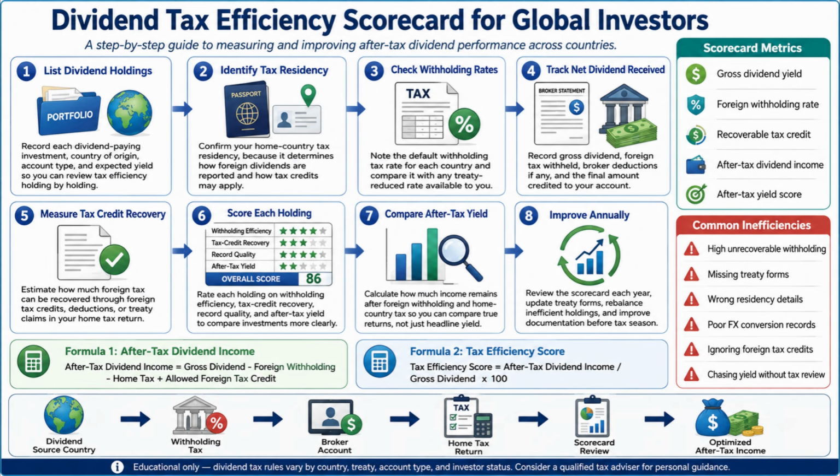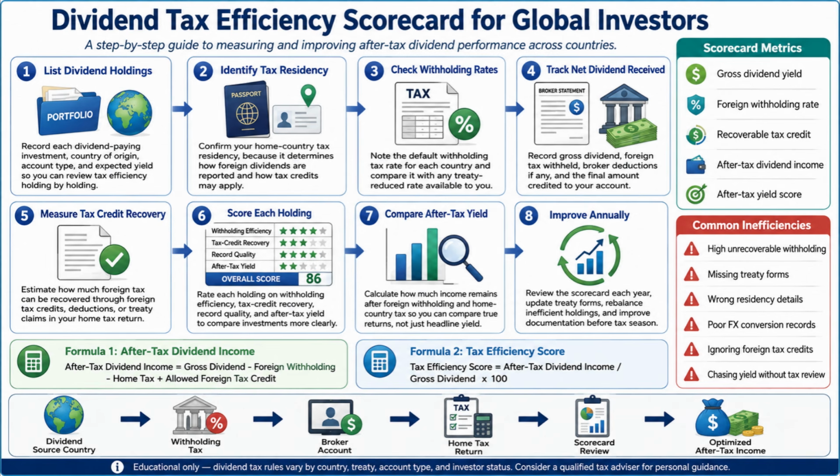After that, compare after-tax yield. Instead of focusing only on the advertised dividend yield, calculate how much income remains after foreign withholding and home country tax. This helps you compare true returns and avoid chasing high yields that may become less attractive after tax. Then, improve the scorecard every year. Review your dividend tax efficiency before tax season, update treaty forms, rebalance inefficient holdings if appropriate, and improve your documentation. A yearly review can help reduce mistakes and protect more of your dividend income.